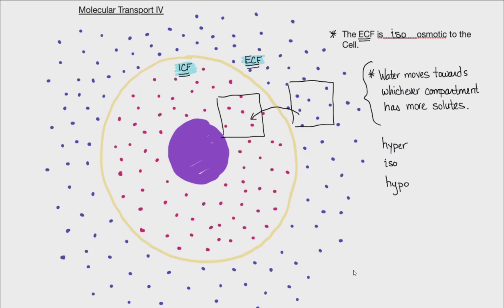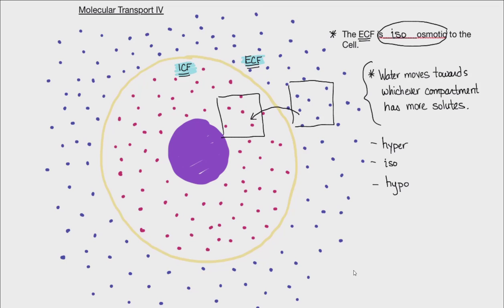Now, something important about osmolarity and comparing two compartments and determining which of these prefixes you're going to put in front of the word osmotic is that we are simply looking at a snapshot in time. We are looking at a picture. We are saying right now, where's the concentration? Is it greater in the extracellular fluid? Is it greater in the intracellular fluid? Or is it the same? That alone does not tell us which way water is going to move. We are simply saying which compartment has more stuff at this very moment.